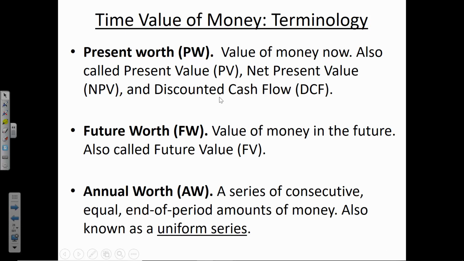Finally, we have problem types where we're trying to find a uniform annual amount. And so a uniform series or an annual series are consecutive payments, consecutive meaning that there's no gaps. They happen year after year with no interruptions, and the amounts are equal. And of course, the end of period assumption also applies for annual worth problems.